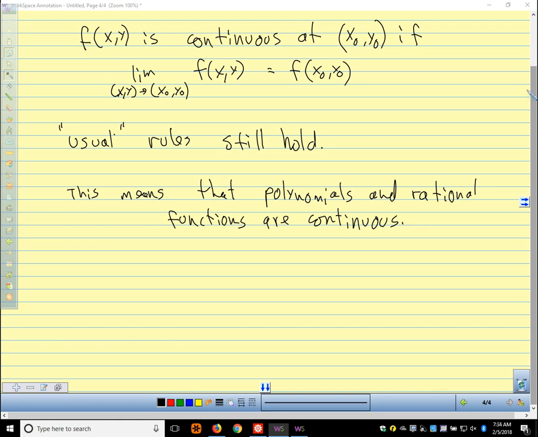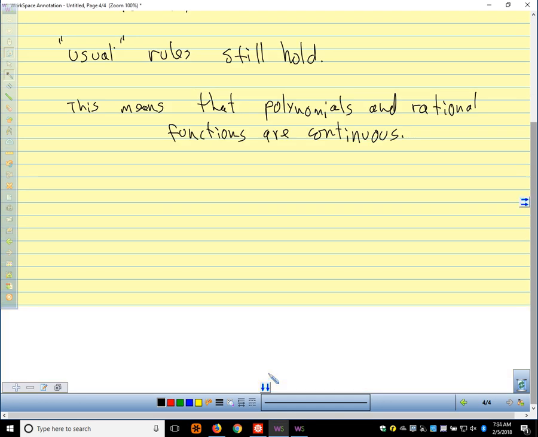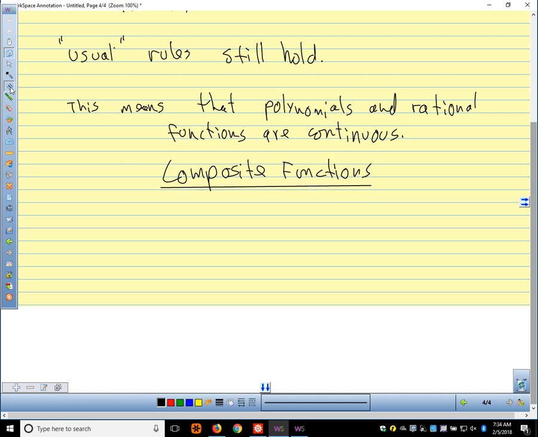Well, we want to be able to look at functions other than just polynomial and rational functions. We want to be able to look at more interesting functions. So we need to talk about composite functions. That's how we make up more interesting functions. We talked a little bit about composite functions the other day when we talked about multivariable functions. We're going to say that z equals f(x, y) is continuous.